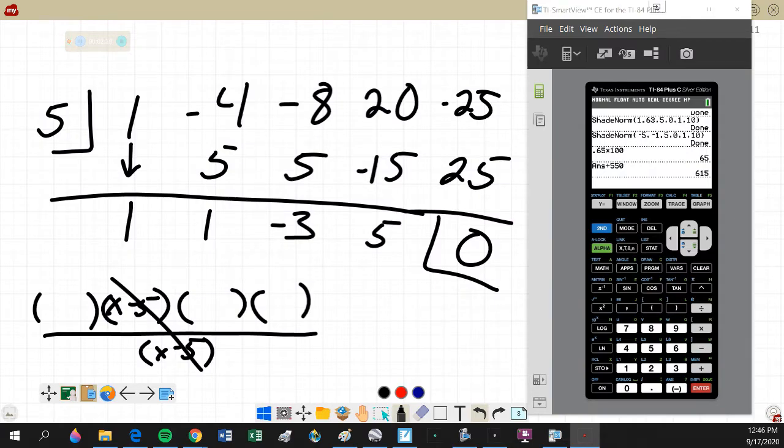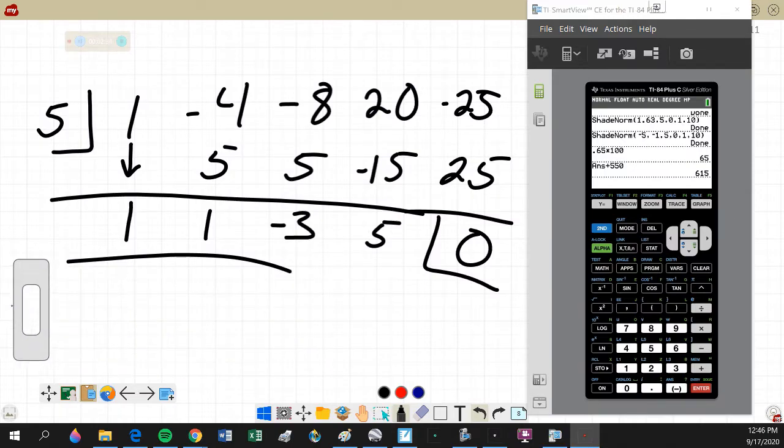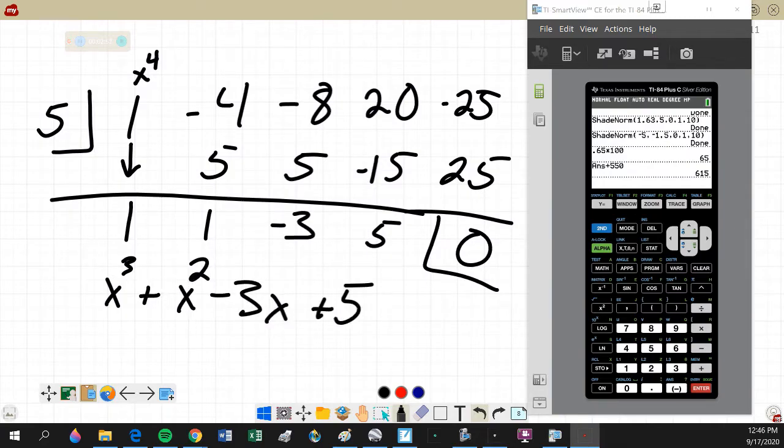And it also means that this graph here, the original graph, hit the x-axis at 5. I don't know where the other 3 places it hits, and it might not hit anywhere else, but we know that one of them is 5. All right, what is the resulting equation of the division? Well, this was an x to the 4th, and I divided it by an x, so I now get 1x to the 3rd plus 1x squared minus 3x plus 5. And that is the polynomial made up of the remaining factors when I removed the x minus 5.